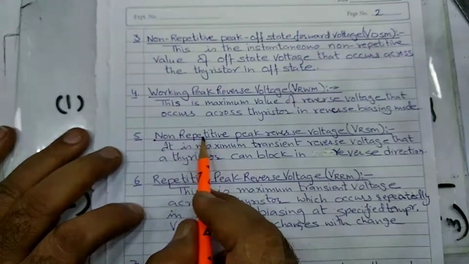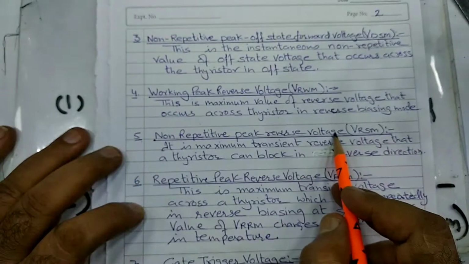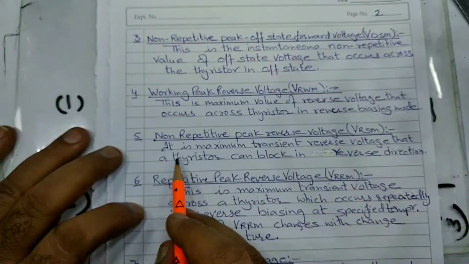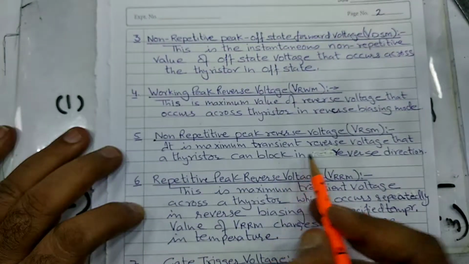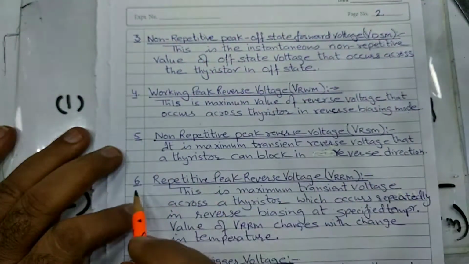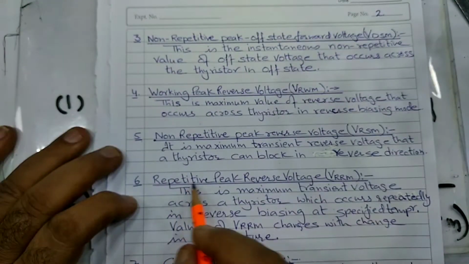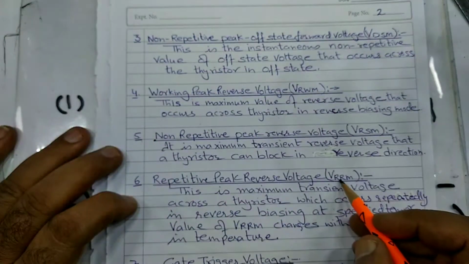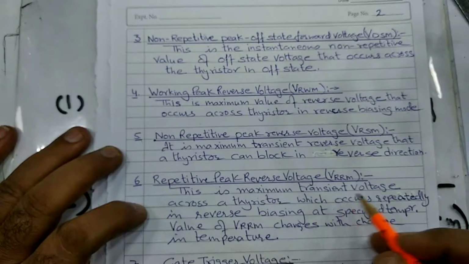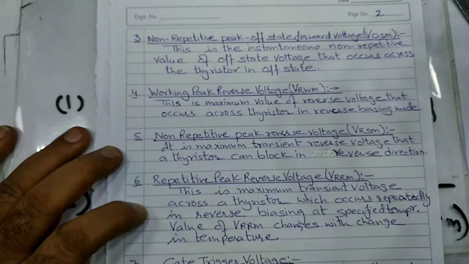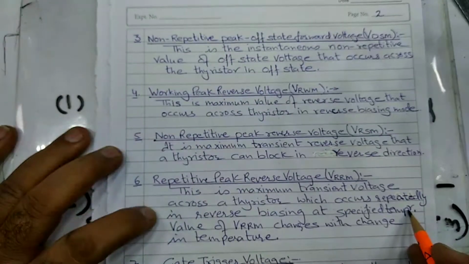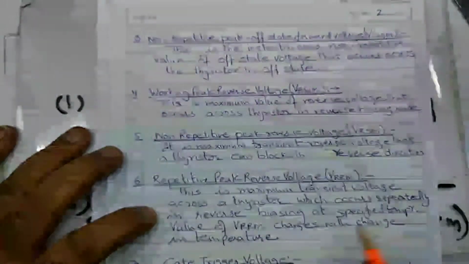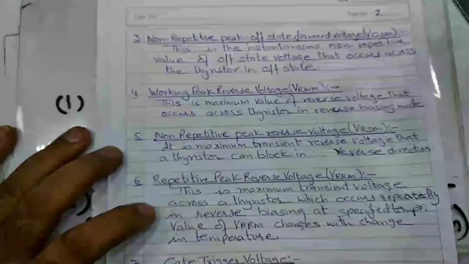Next is non-repetitive peak reverse voltage VRSM. It is the maximum transient reverse voltage that a thyristor can block in reverse direction. Sixth is repetitive peak reverse voltage VRRM. This is the maximum transient voltage across a thyristor which occurs repetitively in reverse biasing at specified temperature. Value of VRRM changes with the change in temperature.